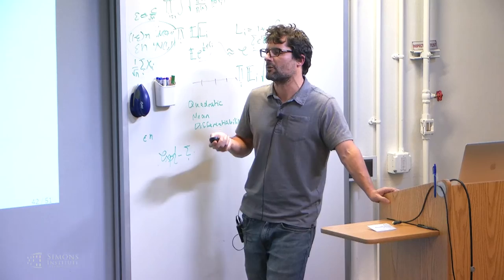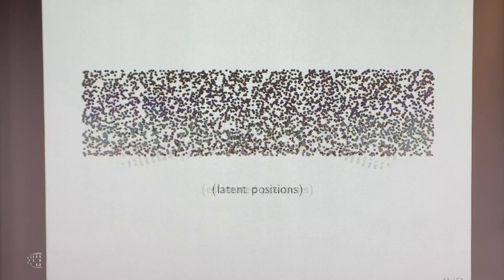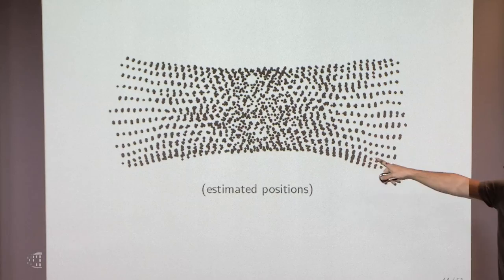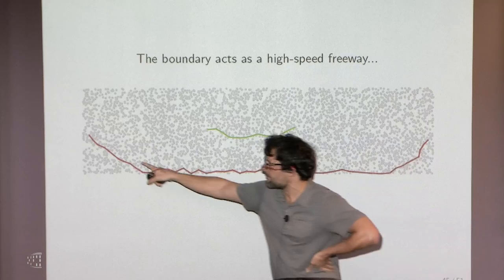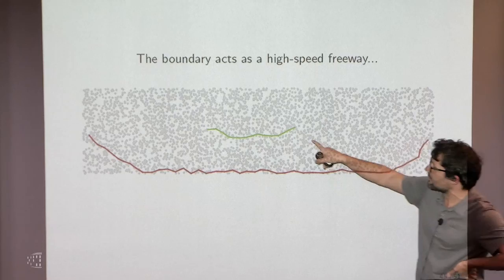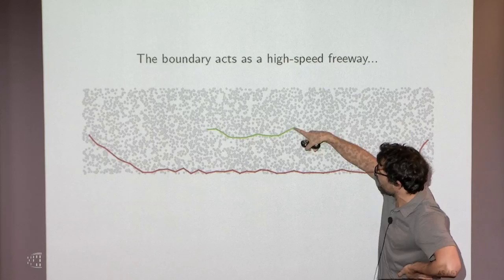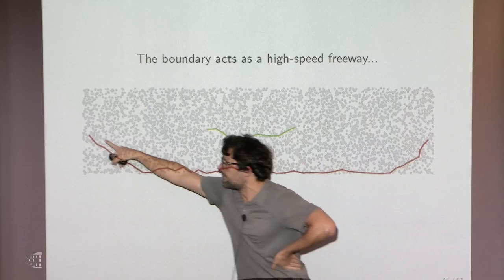This is the sort of thing that happens. Those are the latent positions, and when you recover things, you see that something odd happens. The reason is that the edges form something like a high-speed freeway. So this is for the k-nearest neighbor graph. Between two points towards the middle of the rectangle, things are okay. But if the points are far away from each other, then it pays off to actually go on the boundary.